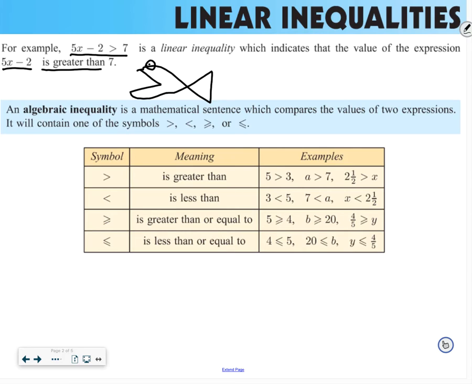An algebraic inequality is a mathematical sentence. It compares two expressions. So instead of saying something is equal to something, we're saying it's greater than, using the symbol like this. It's less than, the symbol like this. Is greater than or equal to.